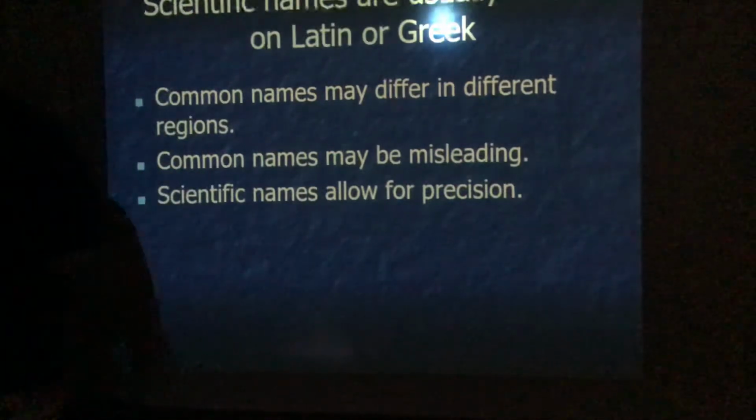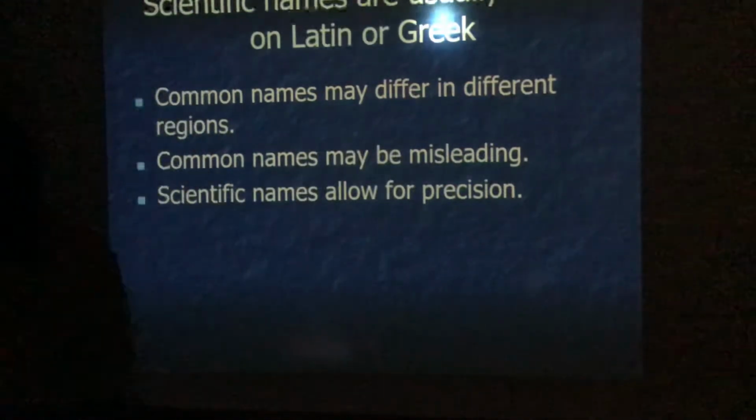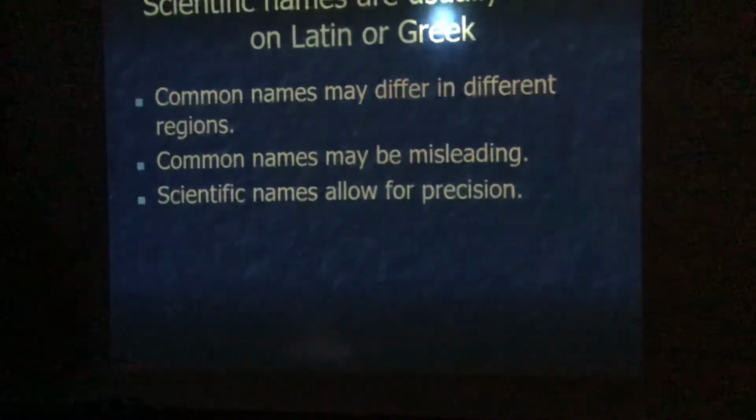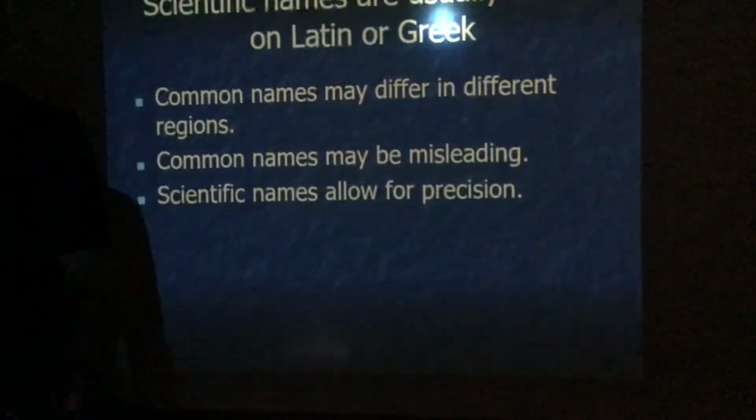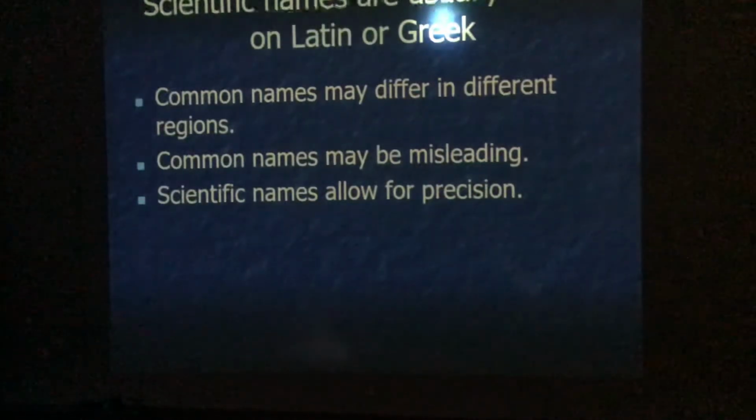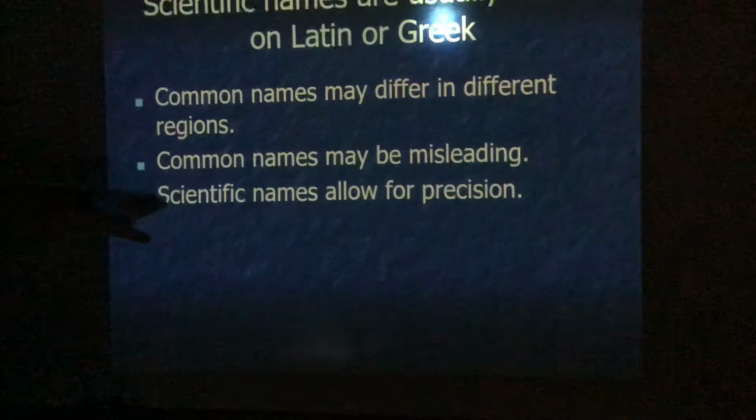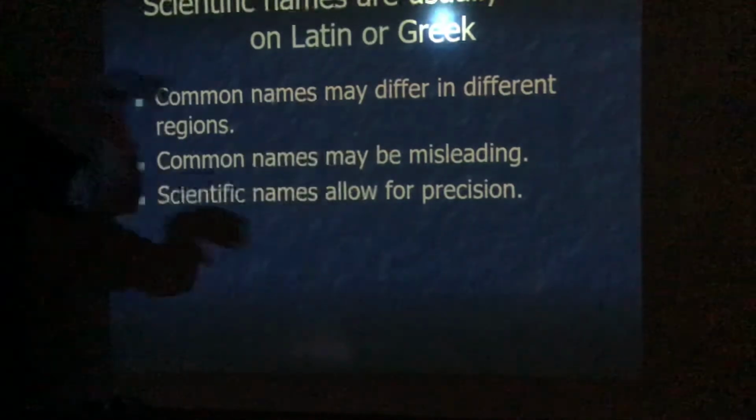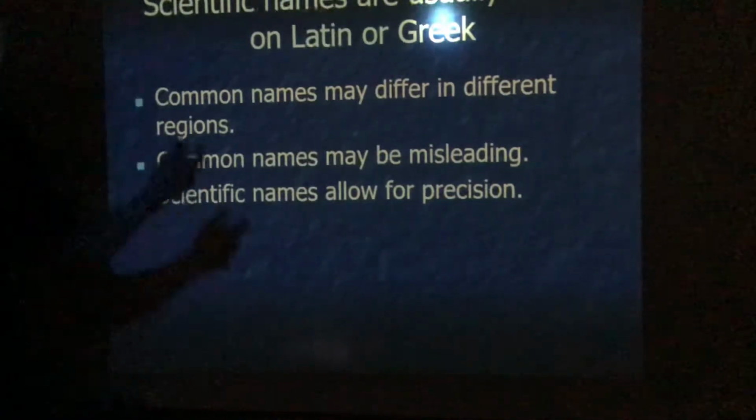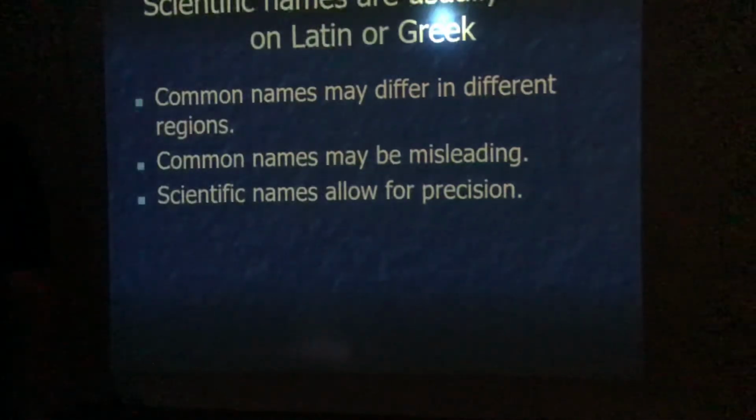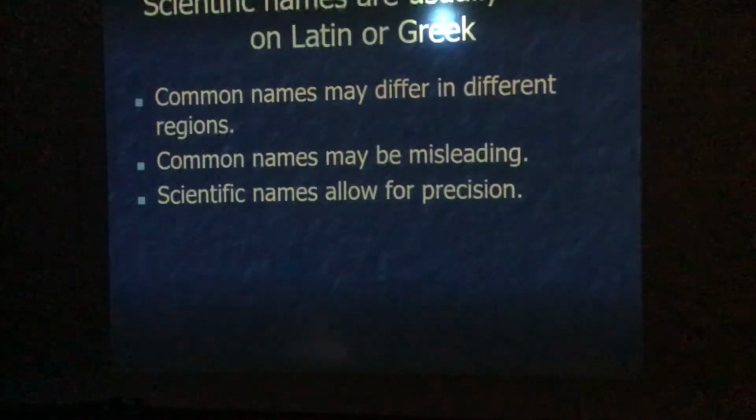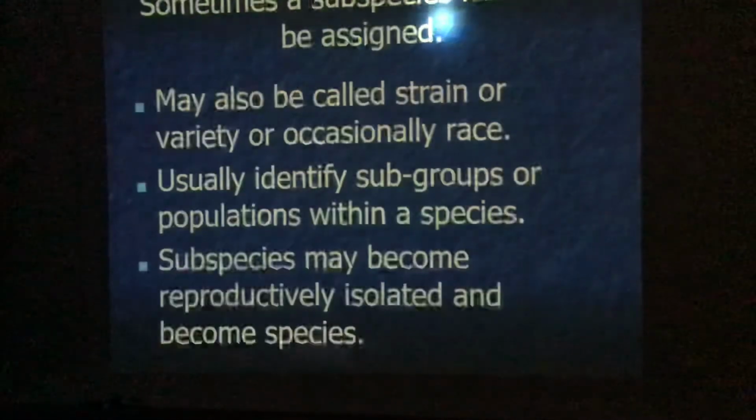Or something you're familiar with: mountain lion, puma, cougar. That's the same large cat. Depending on the region they live in, there were differing names. People thought they were talking about different species, which is also why this is important. Common names may be misleading. Scientific names allow for precision. That's why we do it. So the Linnaean system, using Latin with Greek origin as the basis, works, and it's used.